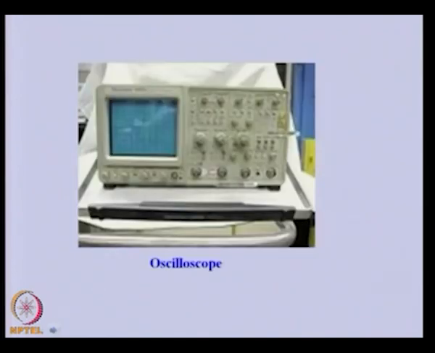This is for displaying whatever vibration signal is captured through these sensors. We can display the signal on this kind of screen, that is an oscilloscope, and generally it displays the signal in the time domain, but the frequency domain signal can also be seen in this.